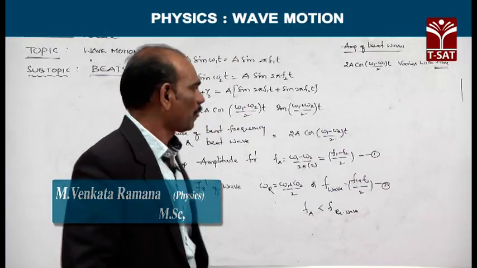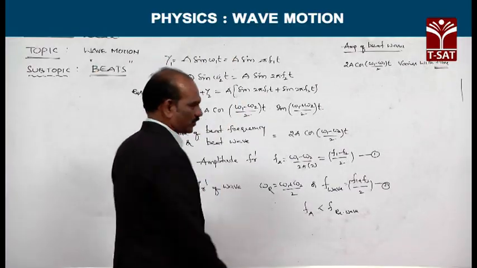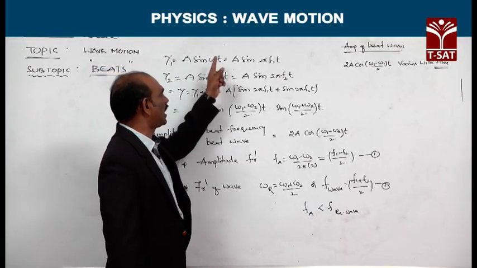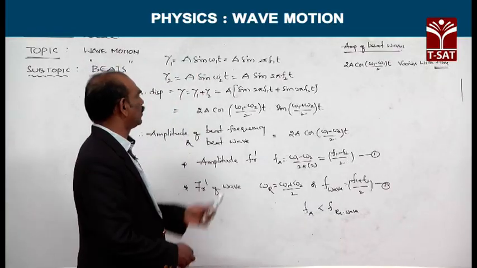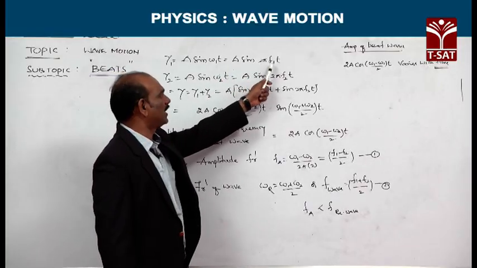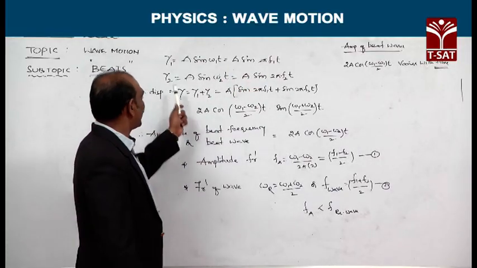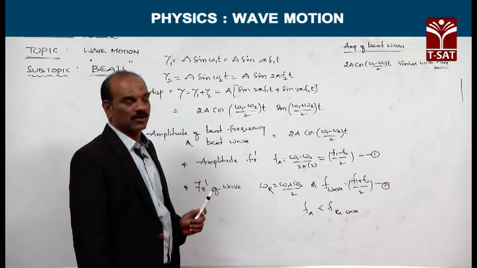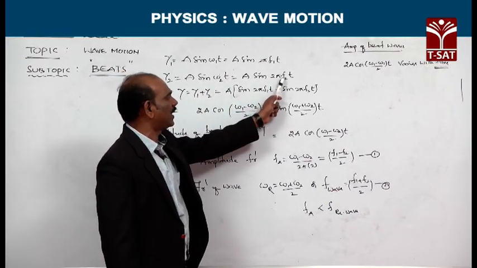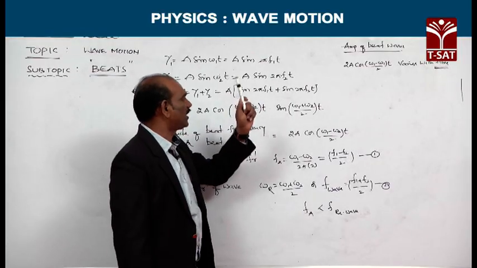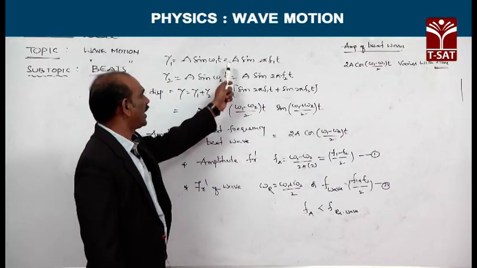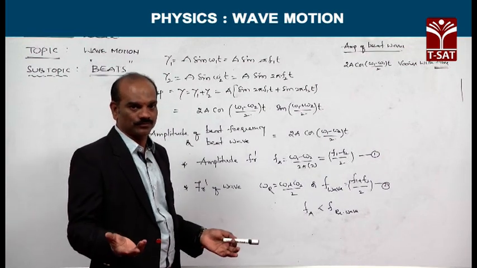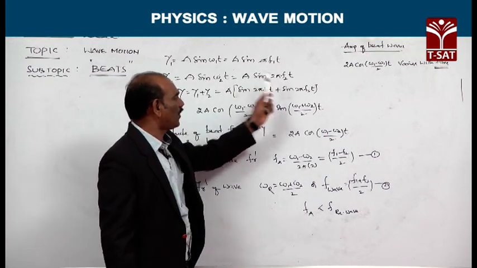For example, let us say we have two waves whose displacements are y1 = a sin omega1 t, which is equal to a sin 2 pi f1 t, and y2 = a sin omega2 t, which is equal to a sin 2 pi f2 t, where f1 and f2 are the frequencies and a is the amplitude. Here the two waves have the same amplitude, and their frequencies are f1 and f2.